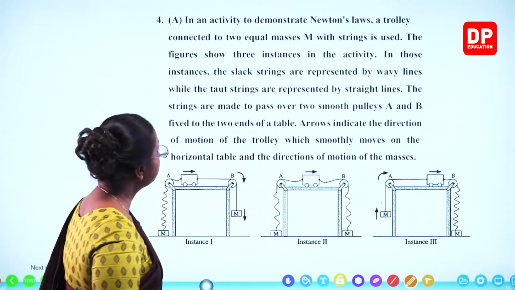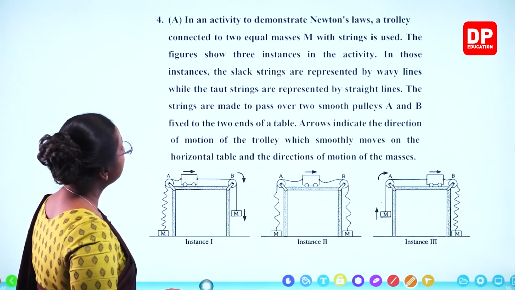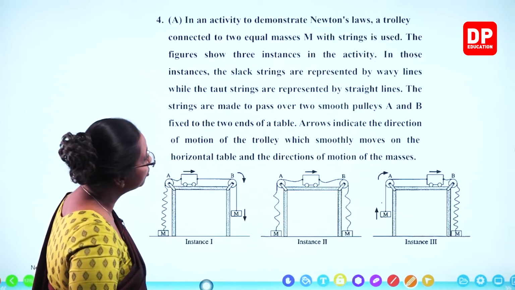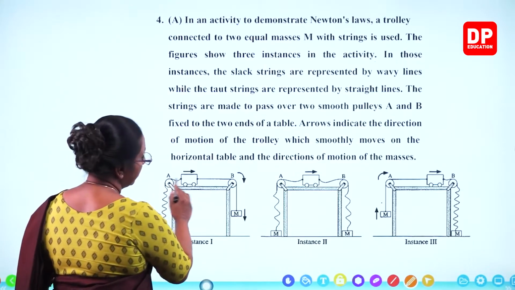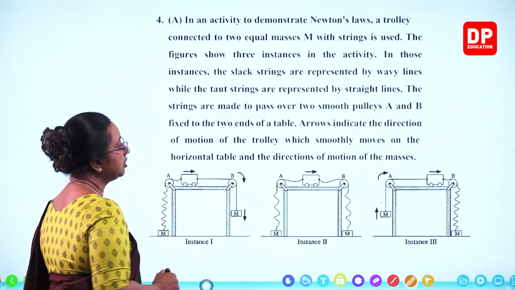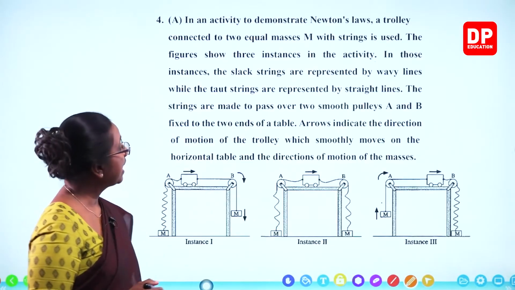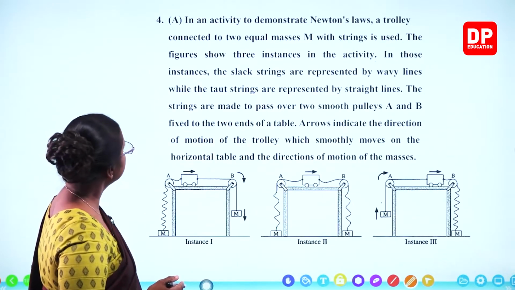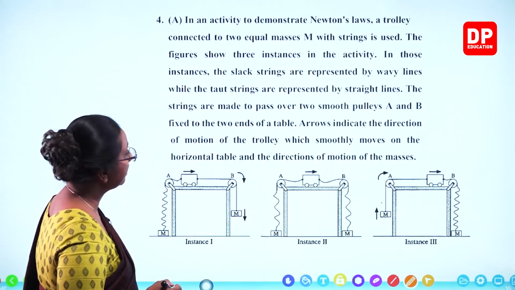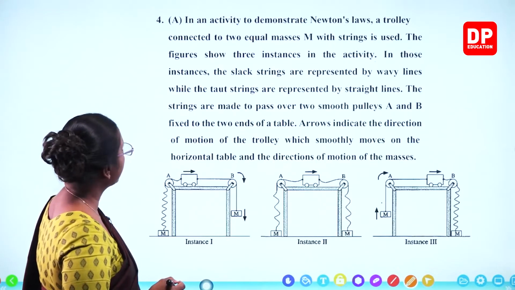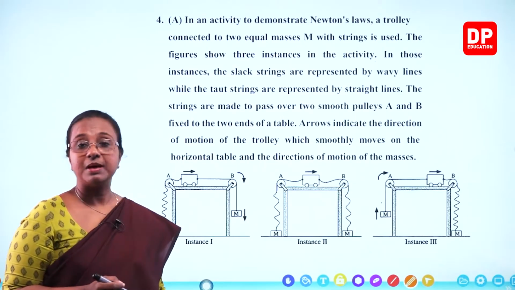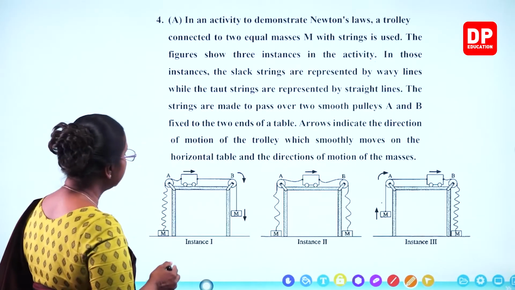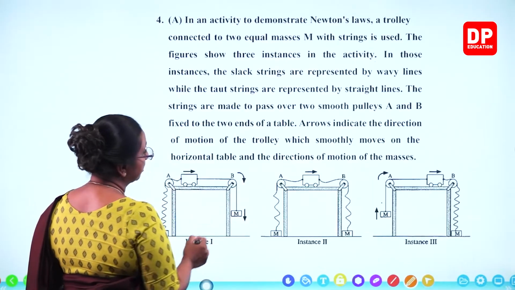Is that okay? Then the strings are made to pass over two smooth pulleys A and B fixed to the two ends of the table. So A and B are pulleys fixed to the two ends of the table. Arrows indicate the direction of motion of the trolley, which moves smoothly on the horizontal table, and the directions of motions of the masses. So here they indicate the movement of the trolley.